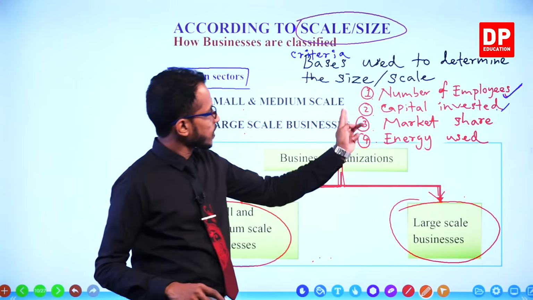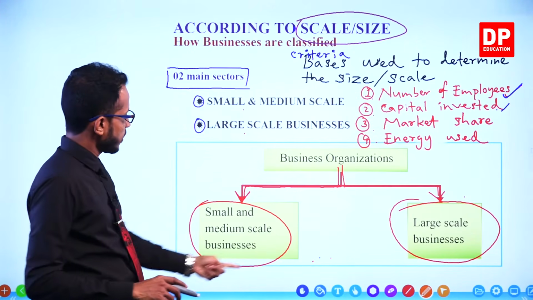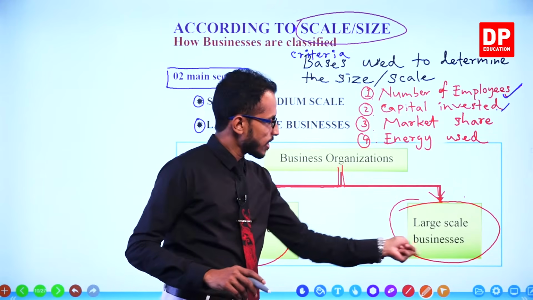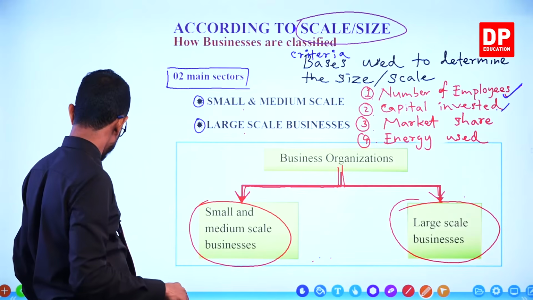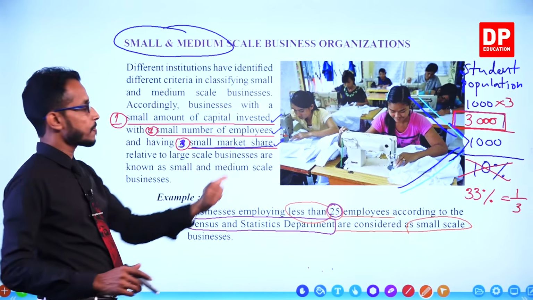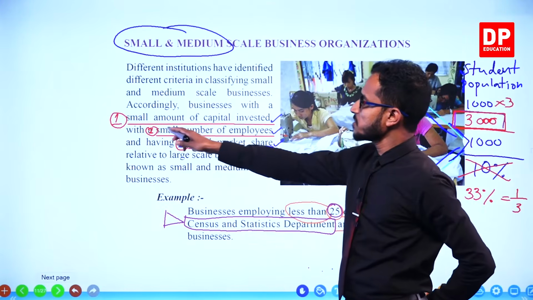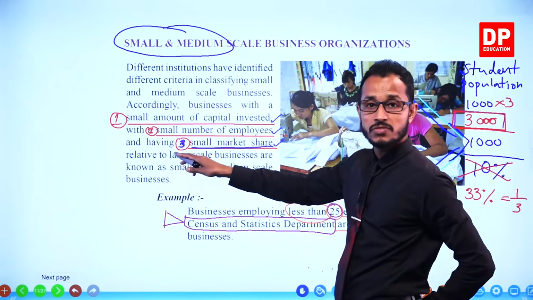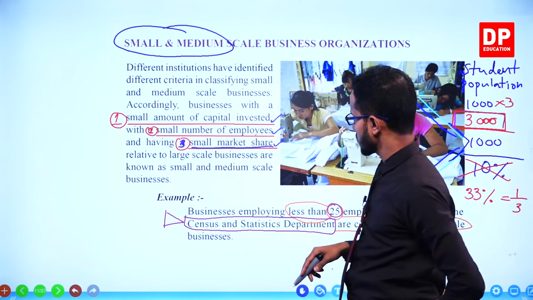Okay, right. So I did a small change here, and small and medium scale, large scale businesses are divided by using these bases, the same basis. Amount of capital invested, number of employees working, and the market share of the business.